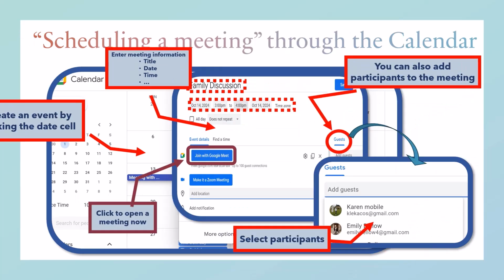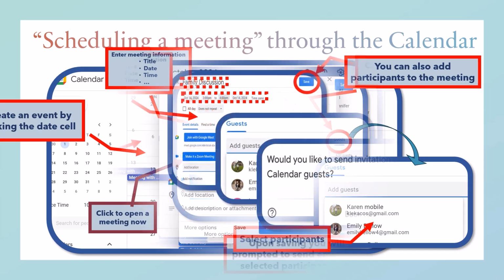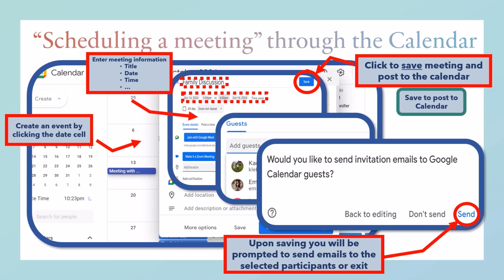If we have added guests or participants to our meeting in Google Calendar, once we press Save to post to the calendar, we'll then be prompted if we would like to send invitations to those guests we have listed. And we have the option to either don't send, which means we will send them emails or invitations separately, or we can go ahead and click send.